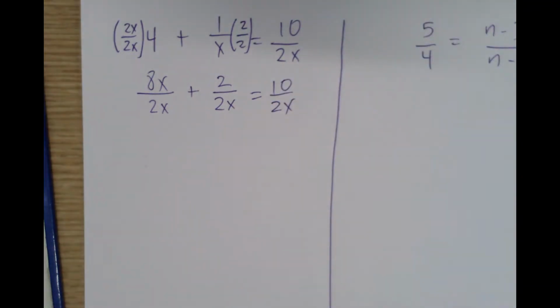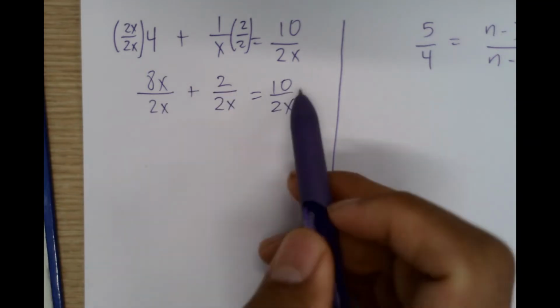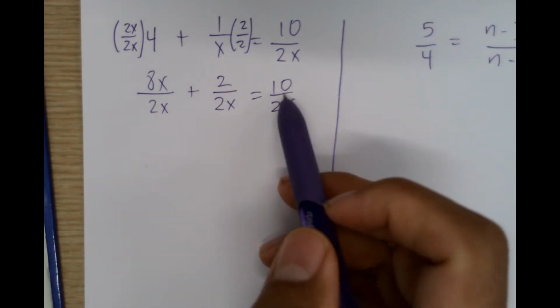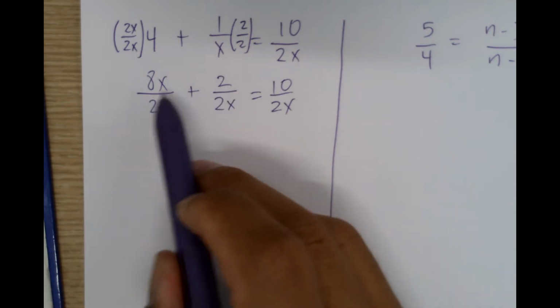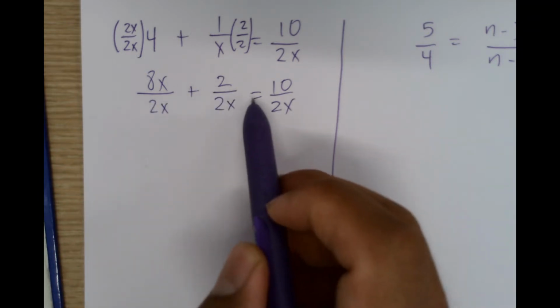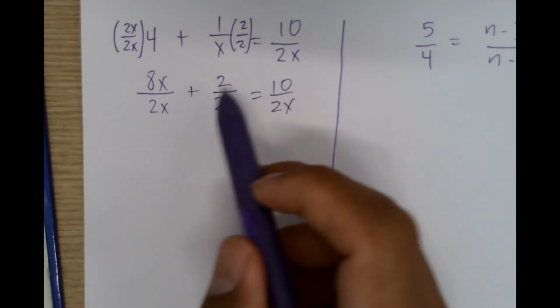Okay, so at this time, because everything is over the same denominator, we know that logically speaking, 8x plus 2 is equal to 10, right? Logically speaking, since we're comparing the same sizes now, and we know the numerators, because of this equal sign, it means that this side is equal to this side, so the numerators are equal to each other.